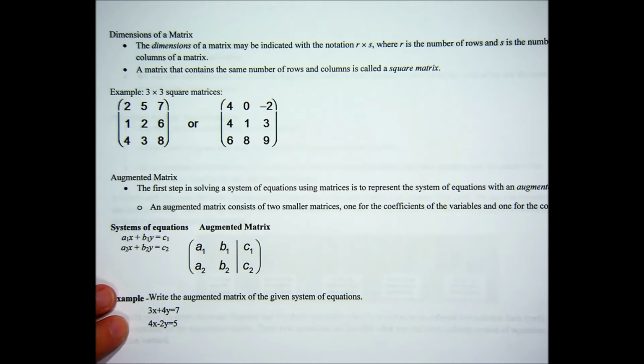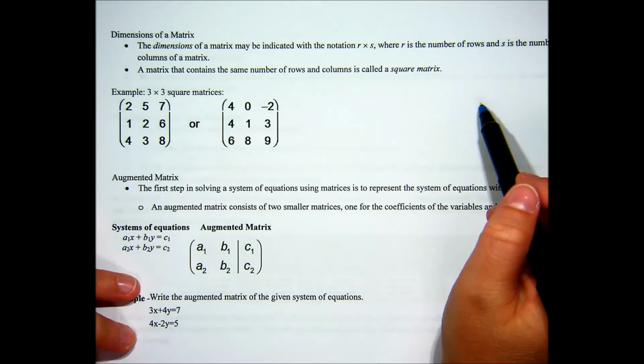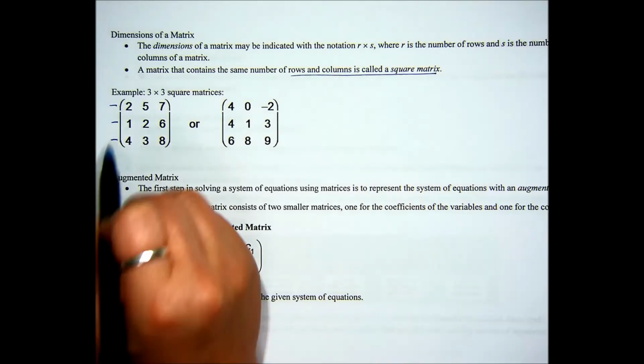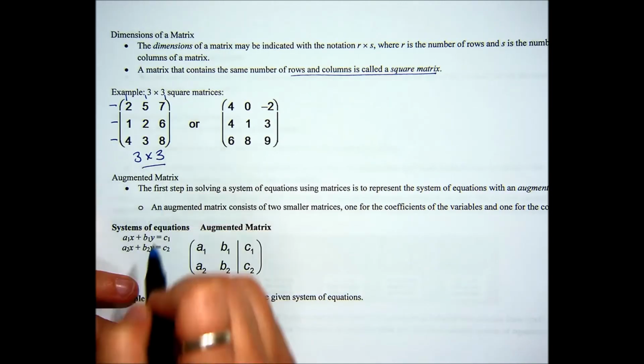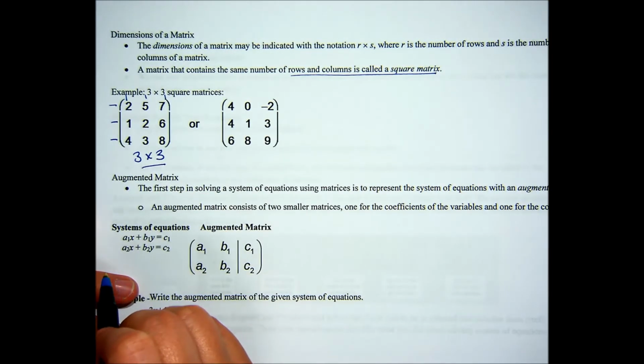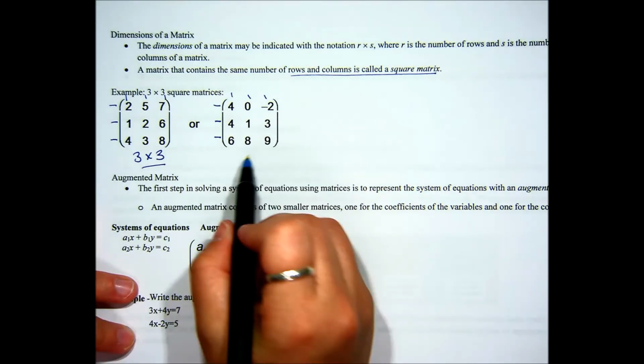Dimensions of a matrix are rows by columns, okay? Rows by columns. And a matrix containing the same number of rows and columns is called a square matrix. For example, this has 1, 2, 3 rows and 1, 2, 3 columns. Therefore, this is a 3 by 3. Rows and columns match, so it's a square. Over here we have 1, 2, 3 rows and 1, 2, 3 columns. Therefore, this is a 3 by 3 matrix. The rows and columns match, therefore it is a square matrix.